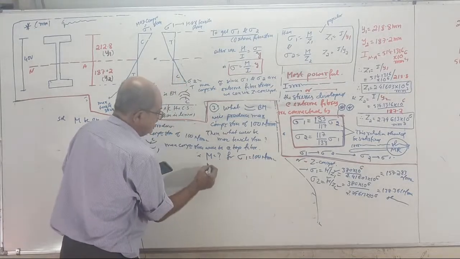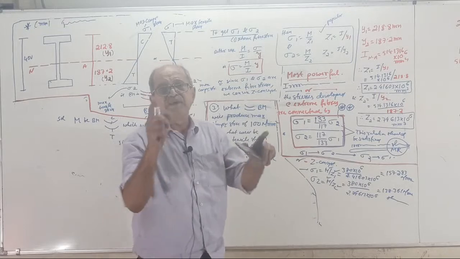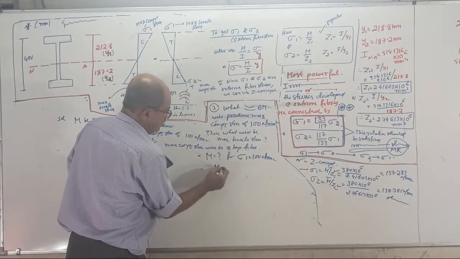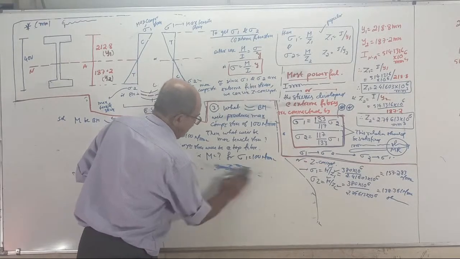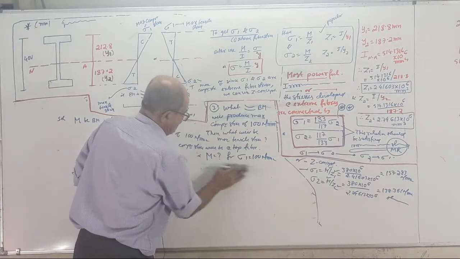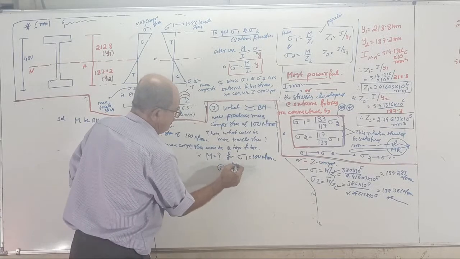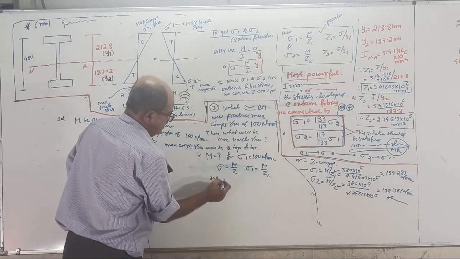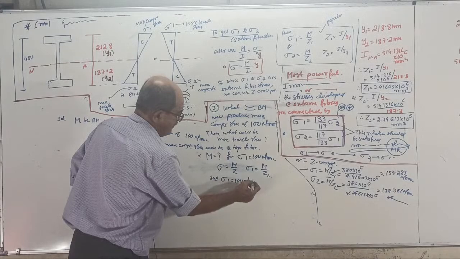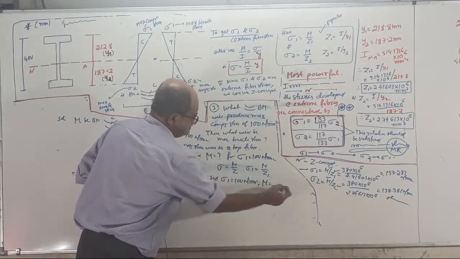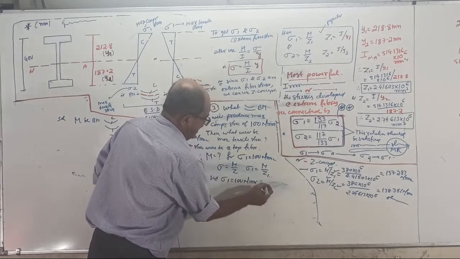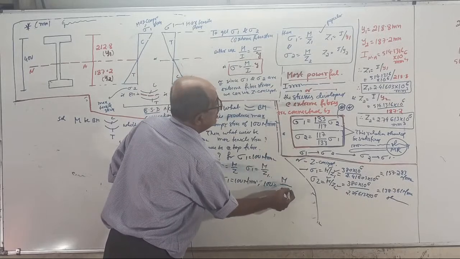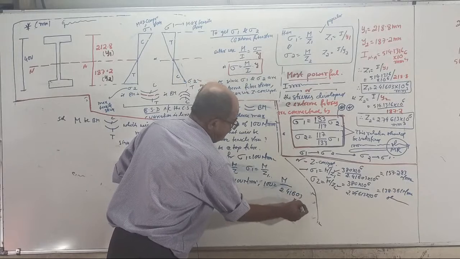Now onwards, for the extreme fiber, use the Z concept. What is the formula? M equal to sigma into Z. You know that sigma equal to M by Z. So sigma 1 equal to M by Z1. Substitute sigma 1 equal to 100 Newton per mm square. Tell the value of M. You get 100 equal to M divided by Z1. Where Z1 is 2.41603 times 10 to the power 6.